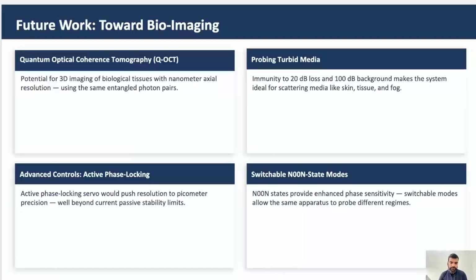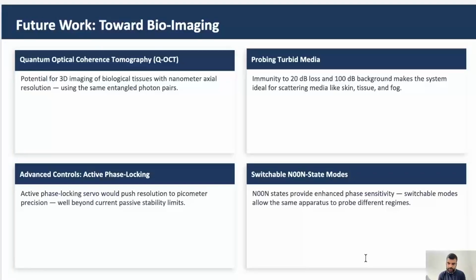Now, next is the future work toward bioimaging and advanced modes. Looking ahead, the authors sketched several exciting directions for this technology. The most compelling application is quantum optical coherence tomography, or QOCT. Classical OCT is quite widely used in ophthalmology and cardiology to image tissue at micrometer resolution. A quantum version, leveraging the same energy-entangled pairs, could push axial resolution to the nanometer scale.